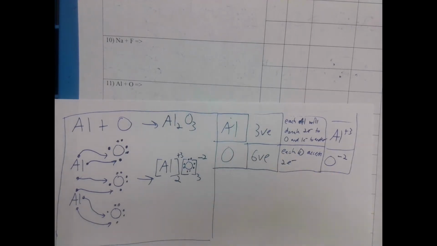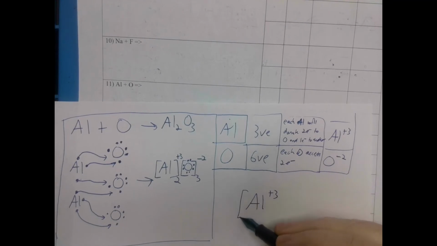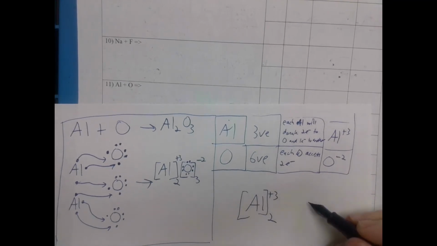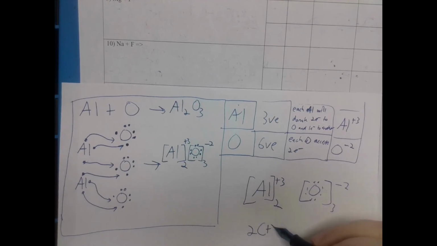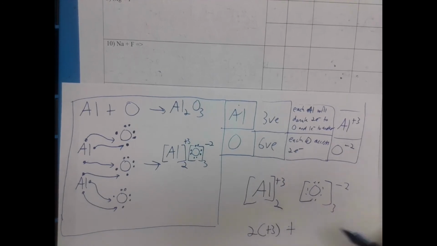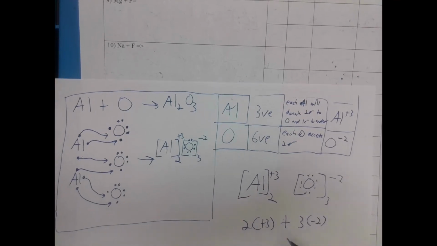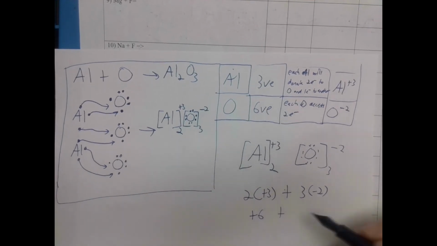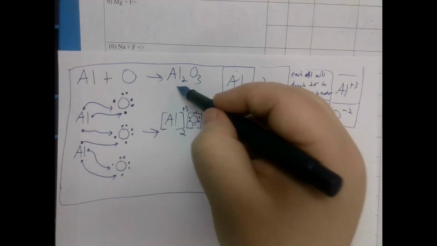What's the overall charge? We have two of these, and we have three of these. So that'd be 2 times plus 3, and we're adding to it 3 negative 2's. What is plus 3 times 2? Plus 6. What is 3 times negative 2? Negative 6. So 6 plus negative 6, 6 minus 6, is 0. Compounds have no charge.